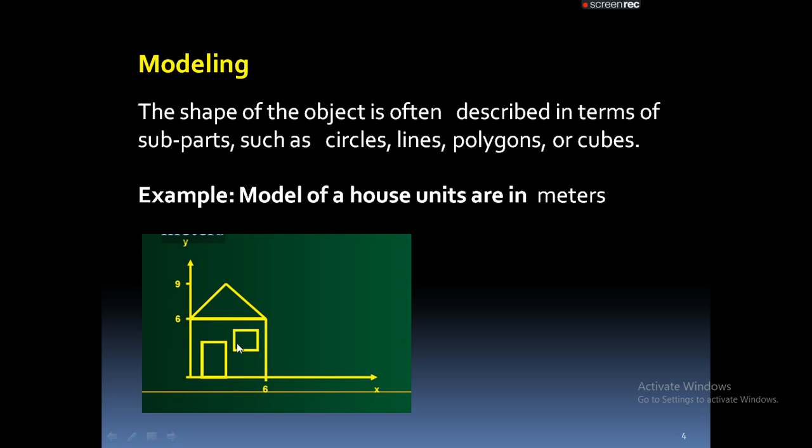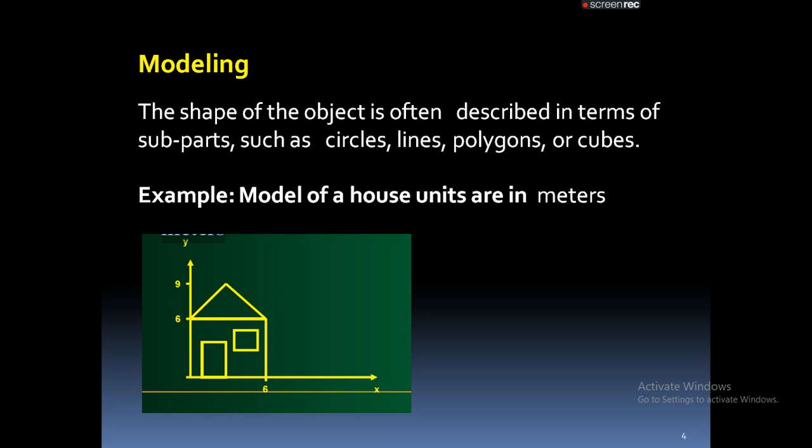If you see this two-dimensional house, this two-dimensional house is one image. This image is divided into many geometrical primitives, like we have a triangle, a square, a rectangle. Means a combination of triangle and square and rectangle, we created one two-dimensional image and we displayed it on the screen of the monitor. So this is nothing but performing modeling.